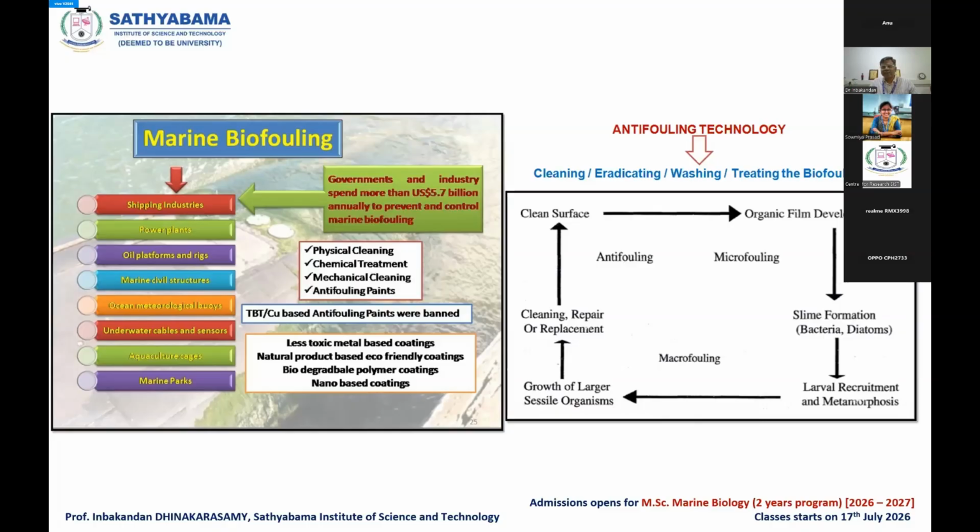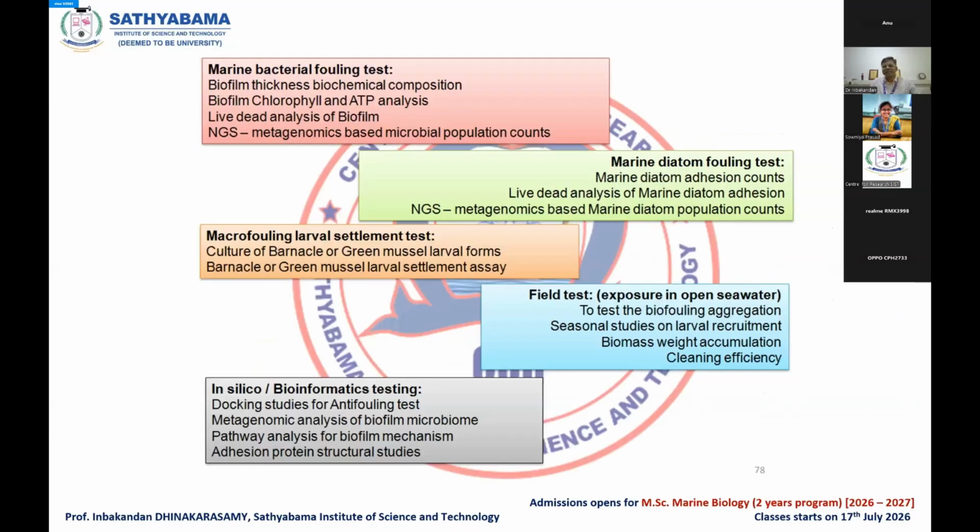And as I already mentioned, a clean surface which is immersed in a seawater environment will lead to microfouling. That microfouling will provide a slime formation that will attract bacteria, diatom as well as larvae, and that is called macrofouling. And that macrofouling has to be cleaned. The cleaning process is called anti-fouling. This is always happening in the ship industries and other industries where seawater is being used. Due to the time constraint, I'm just ending this slide.